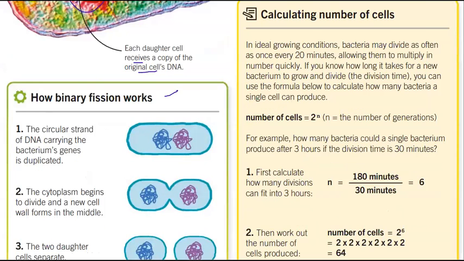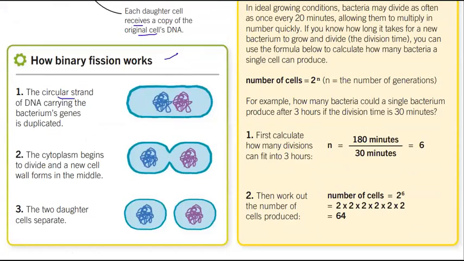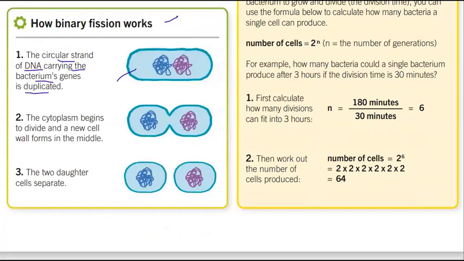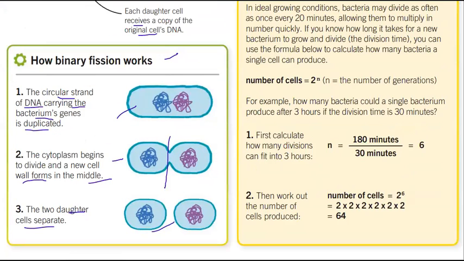Now how binary fission works, we'll see. The circular strand of DNA carrying the bacterium's genes is duplicated like this, and after that the cytoplasm begins to divide. The new cell wall forms in the middle here. These are the two daughter cells separated after that. So the three points here are very clear: first the strand is shown dividing, after that duplication takes place.